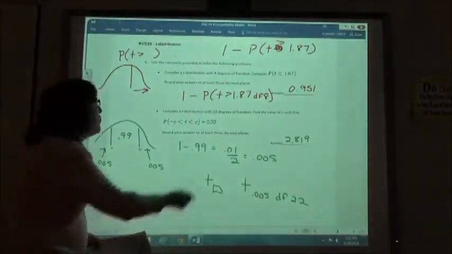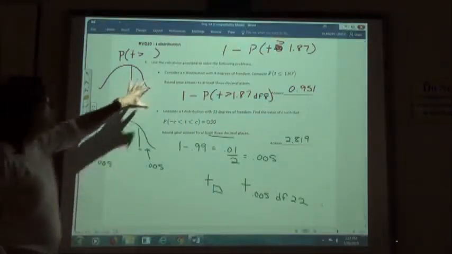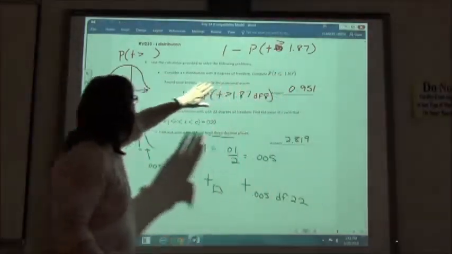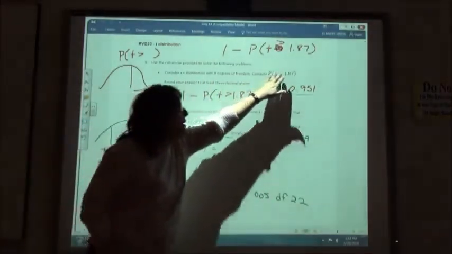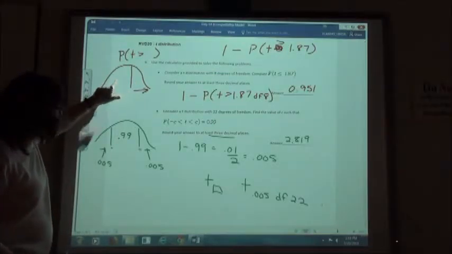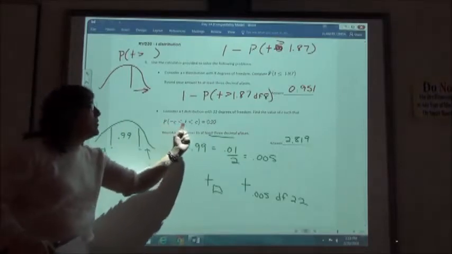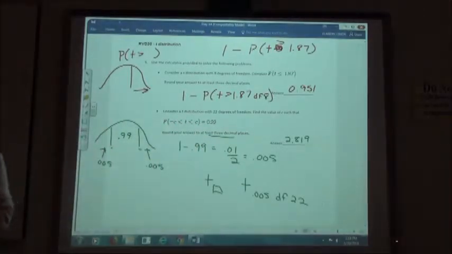Oh, 2.819. 3 decimal places again, it says. 2.819. Okay. So the earlier one is where you're finding the area under the curve. That's what the P of whatever is. You're finding the area in that spot is 0.951. Or they give you the area and then you have to find out what the critical values are. That's why they use the C for critical value.